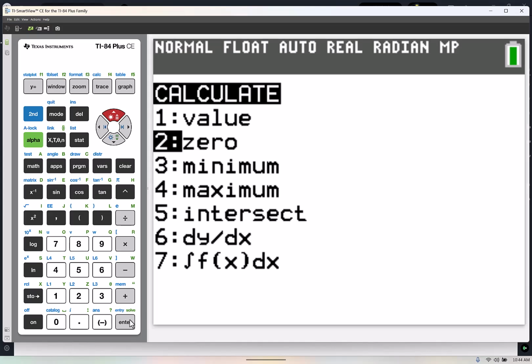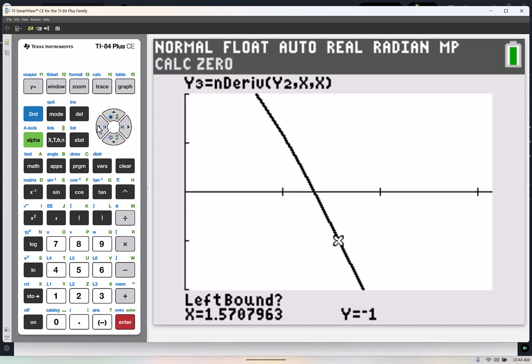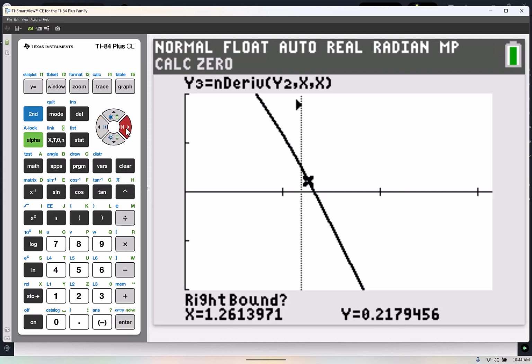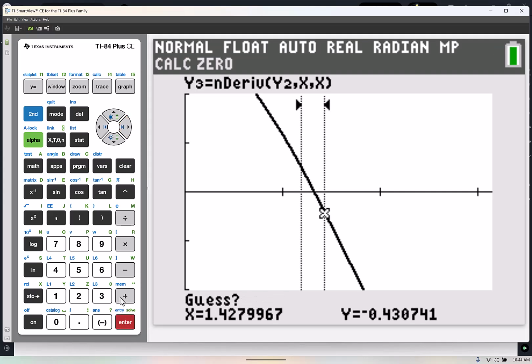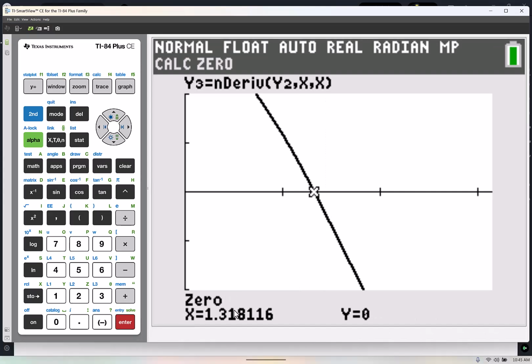I'm going to go to 0, and it's going to say left bound. All right, guys, focus. Left bound, go to the left of that intersect or that 0, and then right bound, go to the right. It's going to say guess. If you have several, go to the one that's closest, just like last year. You only have one, so you can just push enter. Boom, and there it is: 1.318116, and this is perfect because it says y equals 0 there.